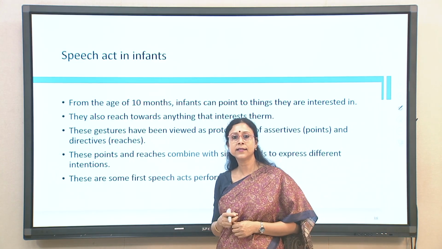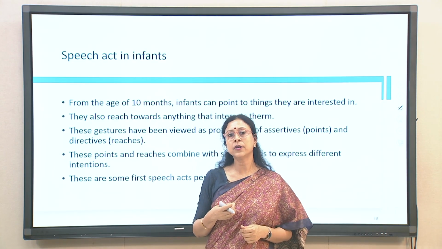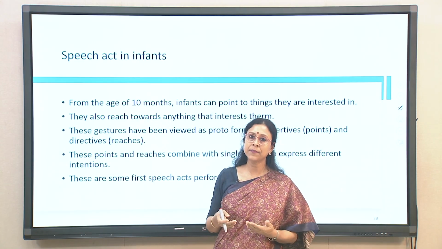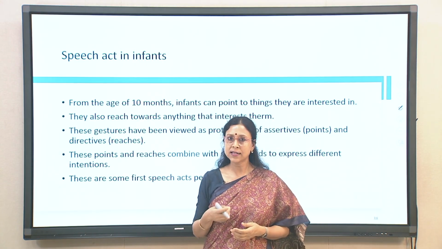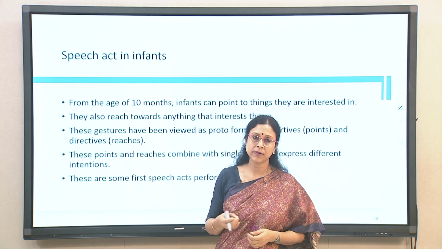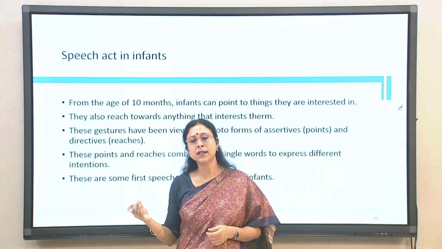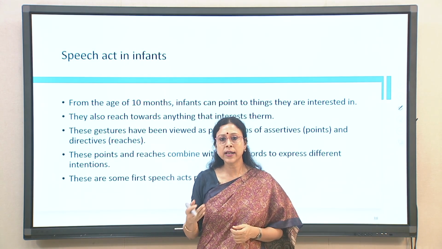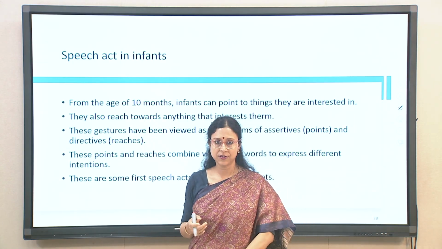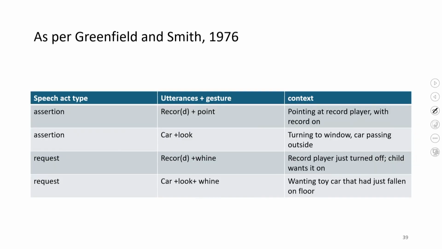So, these points and reaches combine with single words to express different intentions. They can occur only in isolation, only as pointing, or also with words, because by the time they are 10 months or 1 year of age, they start to speak in words. Some children can even use 2 words. In this situation they are using single words and combining them with gestures to express different kinds of speech acts, different kinds of intentions, as a result of which these are called the first speech acts performed by children.